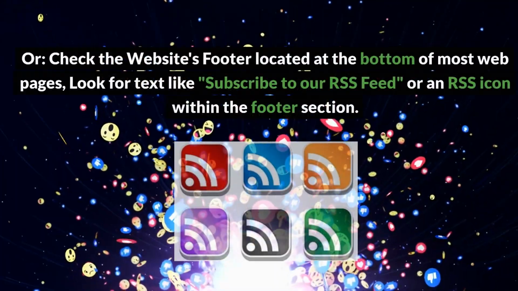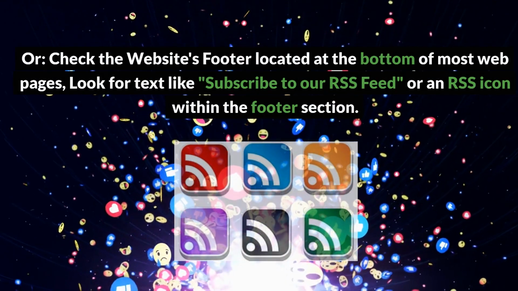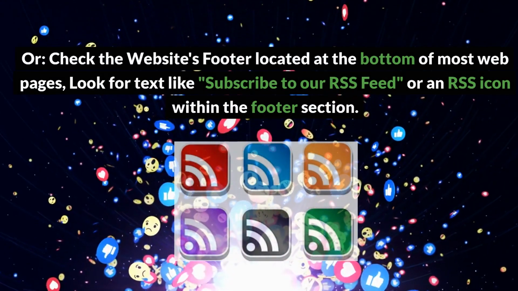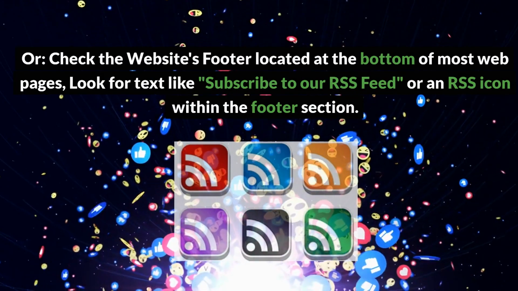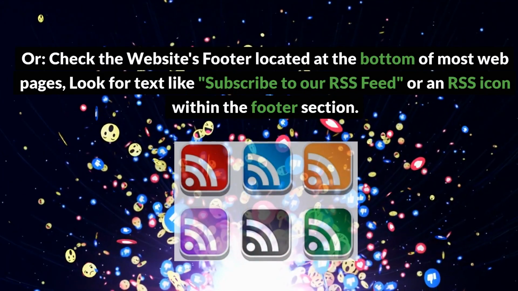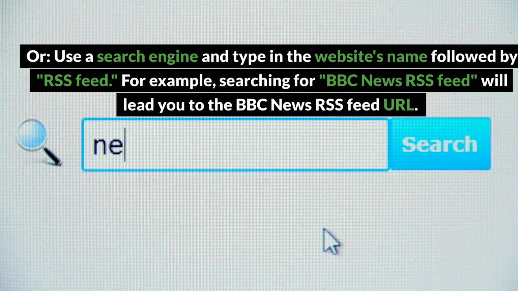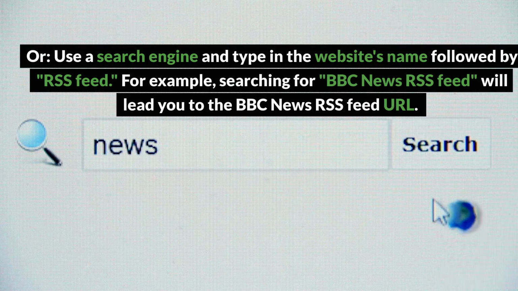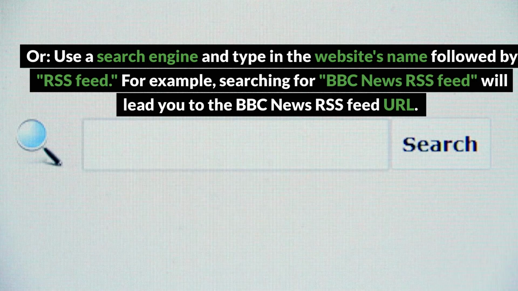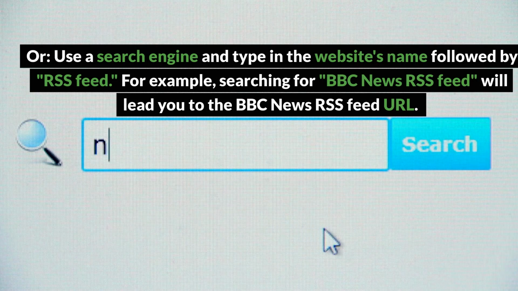Or, check the website's footer located at the bottom of most web pages. Look for text like, "Subscribe to our RSS feed," or an RSS icon within the footer section. Or, use a search engine and type in the website's name followed by RSS feed. For example, searching for BBC News RSS feed will lead you to the BBC News RSS feed URL.